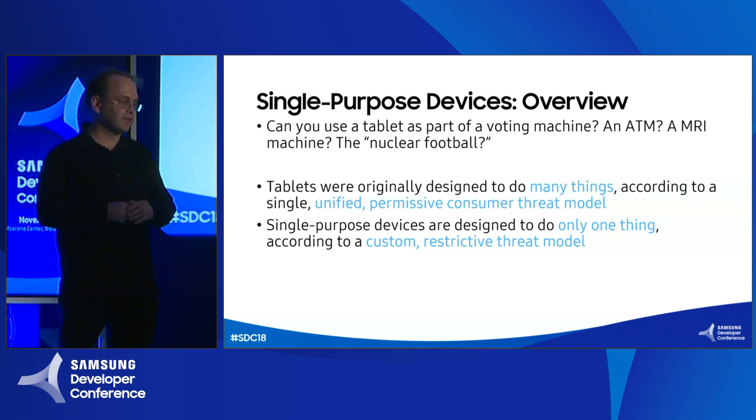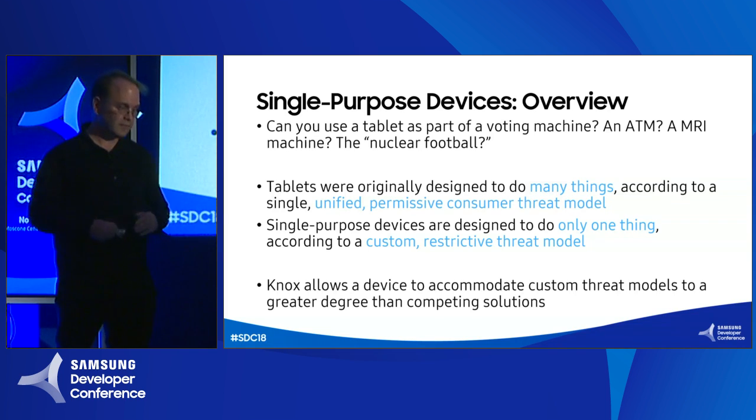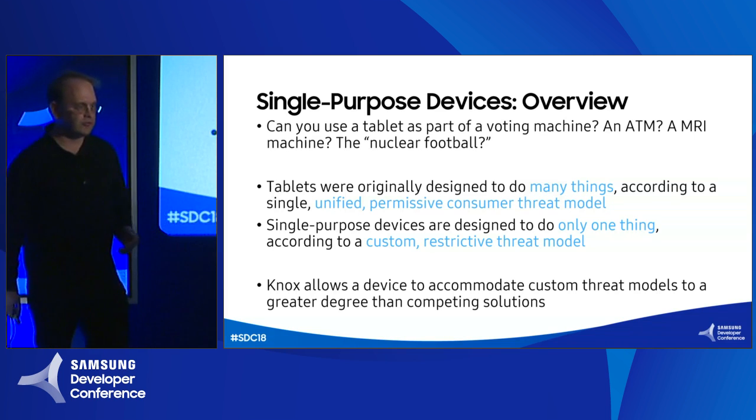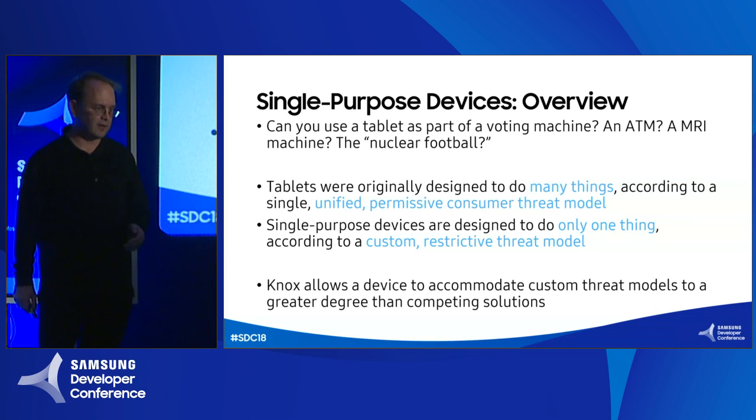But thankfully, due to Samsung's scale, the enterprise use case, when you have so many people buying our devices for so many reasons, there's a substantial number of them that are enterprises. So what Knox allows you to do is to configure something that's off the shelf, just hardware, such that it can be used to meet these enterprise threat models.